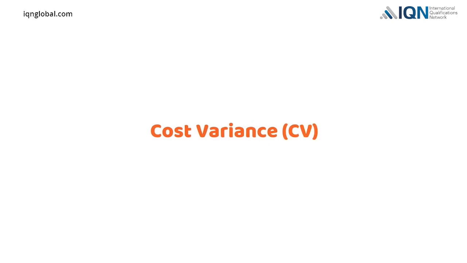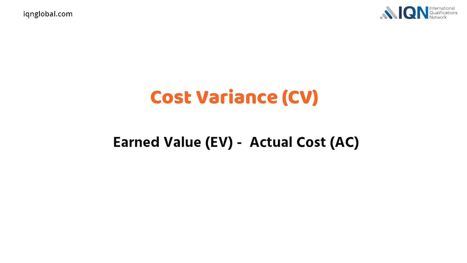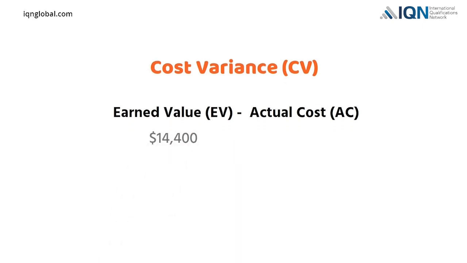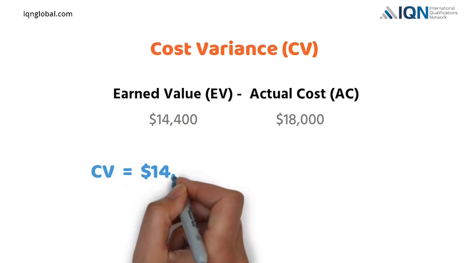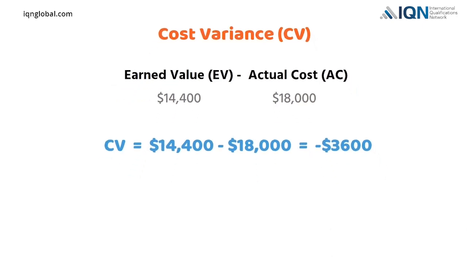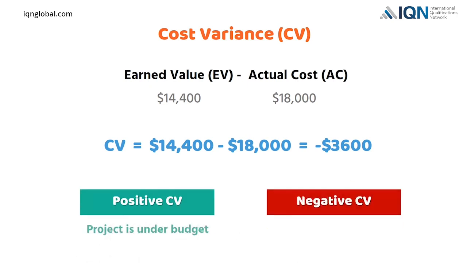Cost variance, CV, is simply the difference between earned value and actual cost. In our example, earned value is $14,400, and actual cost is $18,000. So cost variance, CV, is $14,400 minus $18,000, which equals negative $3,600. A positive CV means the project is under budget. A negative CV means the project is over budget.